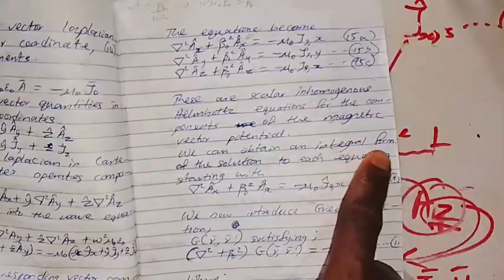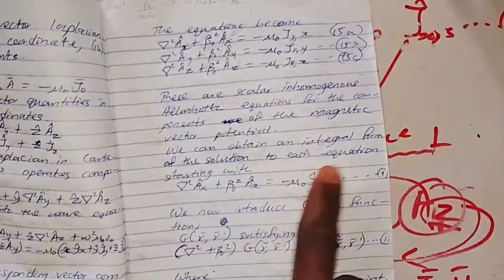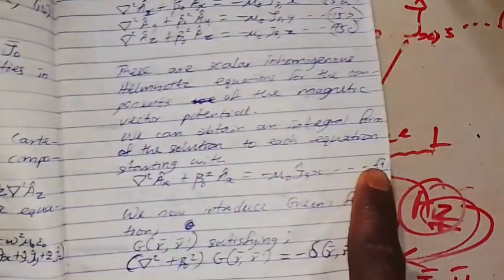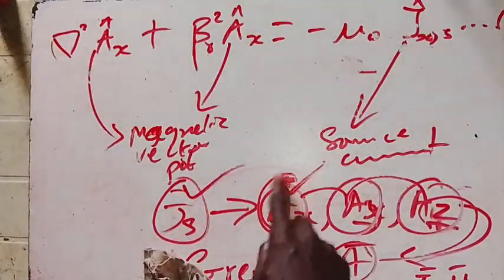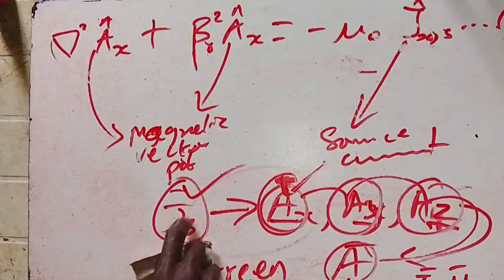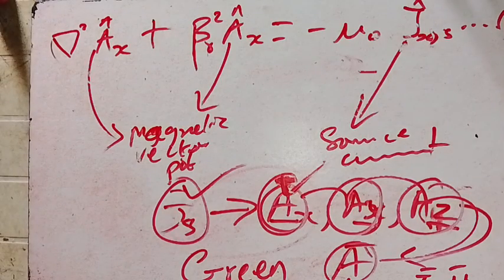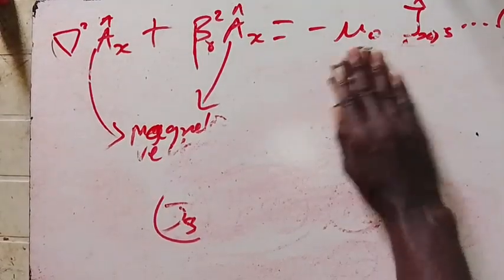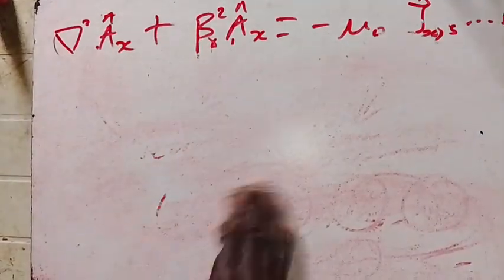We can obtain an integral form of the solution to each equation, starting with this one. Just pick one of them and call it this. So let's address that one. If we know the source current, Green gave us a function to address this expression.